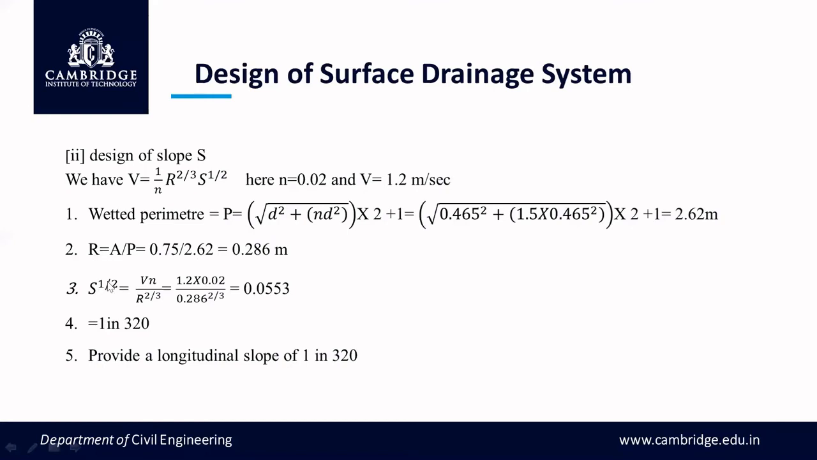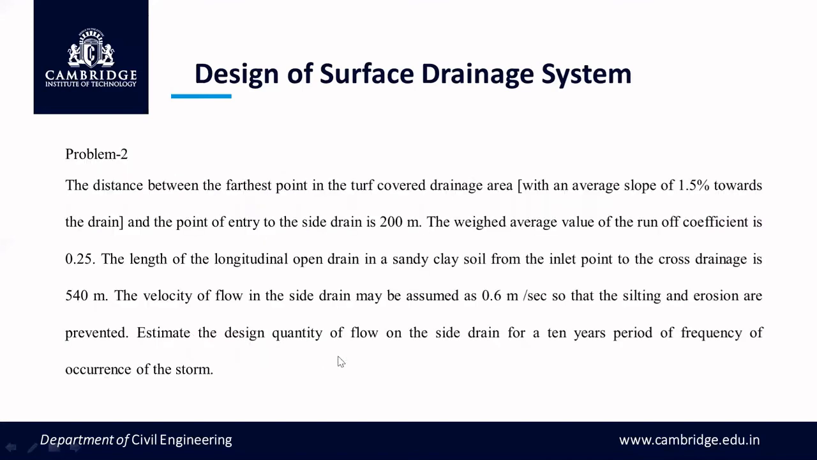Then S to the power of half is equal to Vn divided by R to the power of 2/3. That is 1.2 into 0.02 divided by 0.286 to the power of 2/3. That gives 0.0553, that is expressed as 1 in 320. Hence, we shall provide a longitudinal slope of 1 in 320.